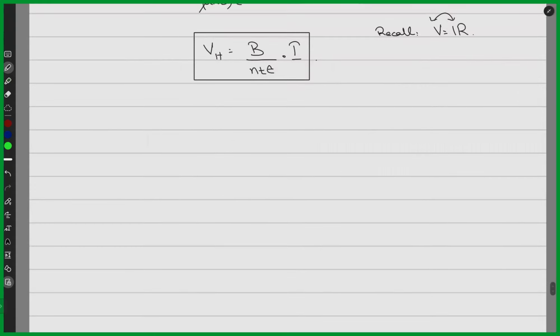So let's see what some of the things are that this equation is telling you. First of all, it's telling you that if I apply a stronger magnetic field, we get more Hall's voltage, right? So the Hall's voltage is directly proportional to the magnetic field. If I increase the flux density, the Hall's voltage that is induced is high.